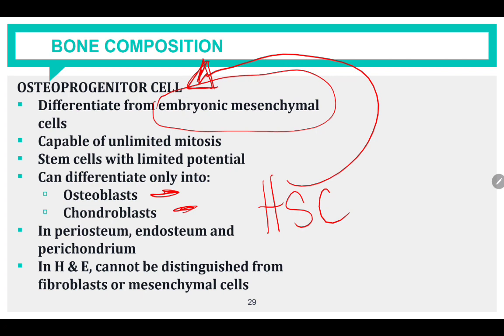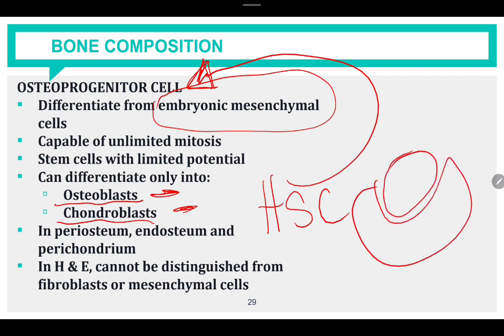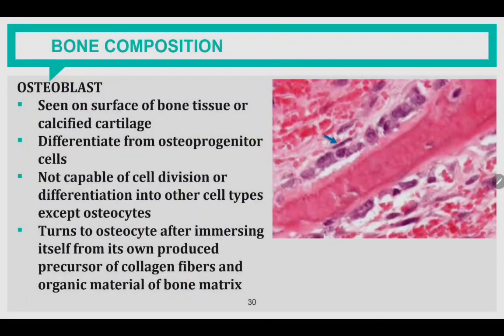Dito sa osteoprogenitor cell, it can only make osteoblast and chondroblast. Yung osteoblast will mature into your osteocytes kapag mag-settle in place na siya sa kanyang lacuna. Ang chondroblast kapag mag-settle na sa kanyang lacuna, ang tawag sa kanya ay chondrocyte. Okay, so I hope you are clear with that. Now let's talk about the osteoblast. Osteoblast is seen on the surface of the bone tissue or calcified cartilage.